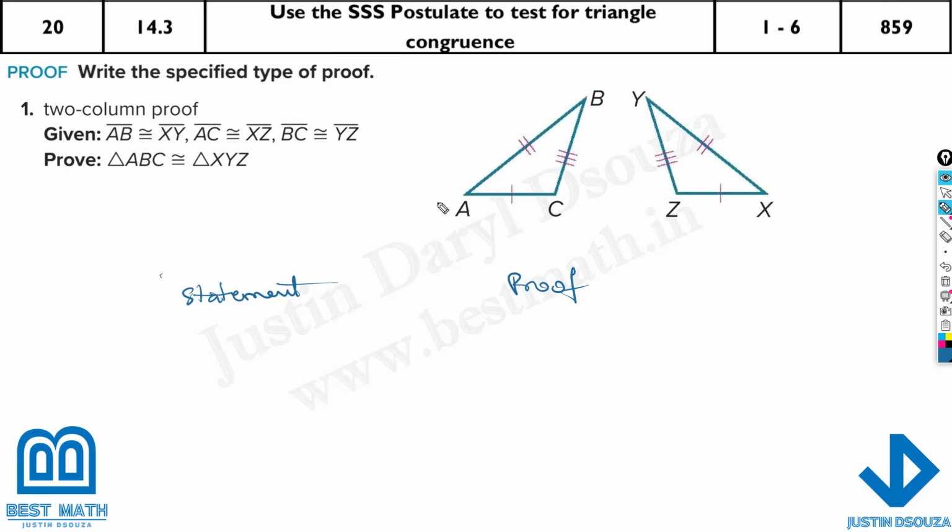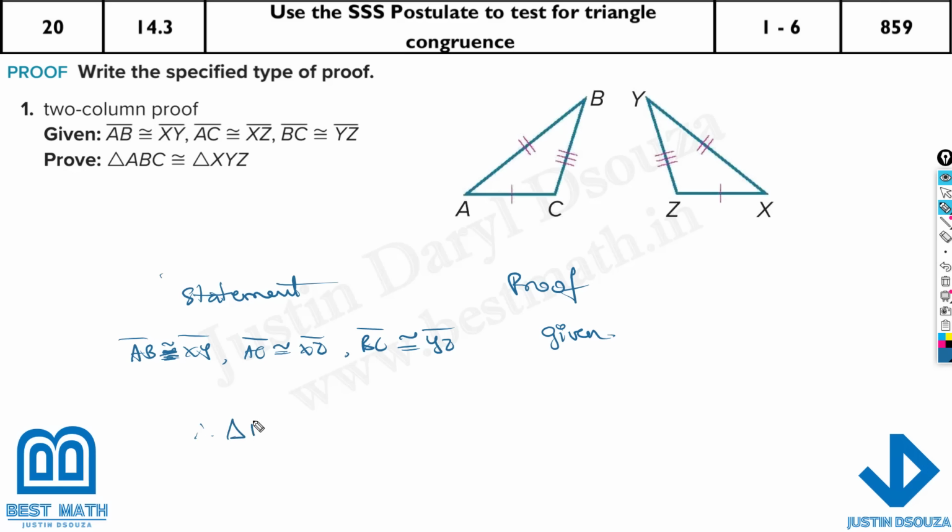Now, here you can see they have told us AB. See, this is all given. I'm just looking at this. AB, XY, AC, XZ, and BC, YZ. Literally all the sides are congruent. So here you can just write the given. AB is congruent to, just copy down the given. That's it. And then comma AC is congruent to XZ, and lastly BC. You can write it as equal to, and this corresponding sign means congruent. This is all given.